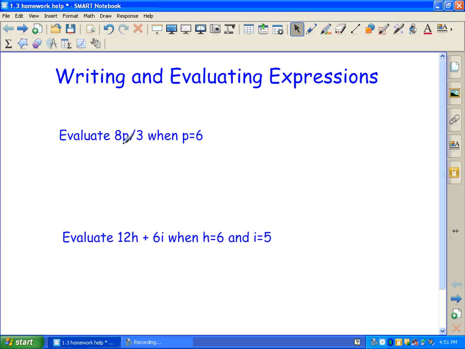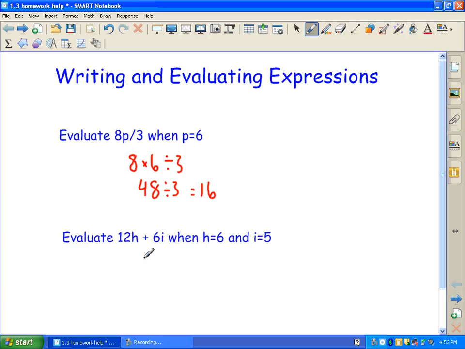And so when they tell me to evaluate this, all they are telling me to do is plug in 6 for the p and tell me what the answer would be if you follow the order of operations. So in other words, this problem becomes 8 times 6 divided by 3. Multiplying and dividing go together in order of operations, so I just go left to right. 8 times 6 is 48. And so I divide 48 by 3, and I will get 16. So when I evaluate 8p divided by 3, when p is 6, my answer is 16.